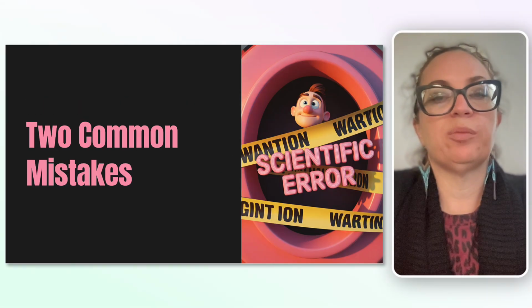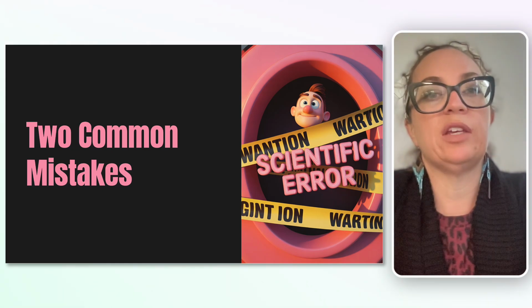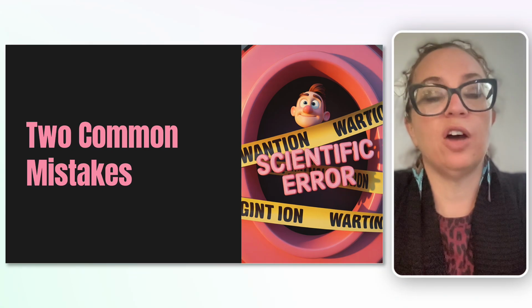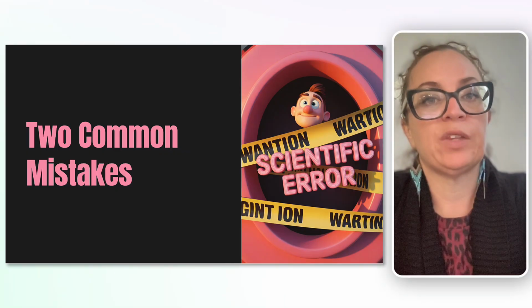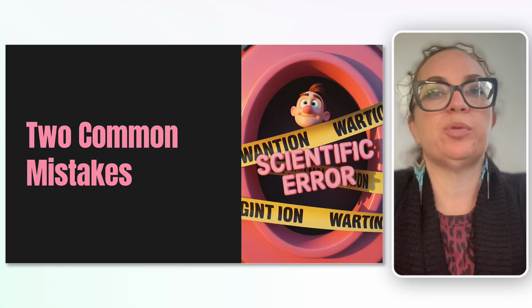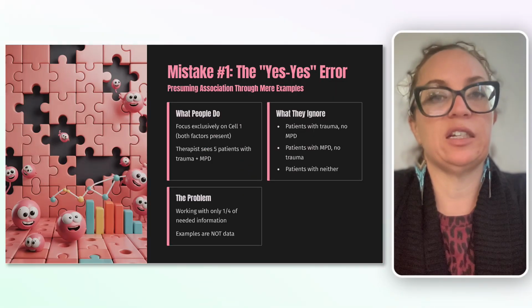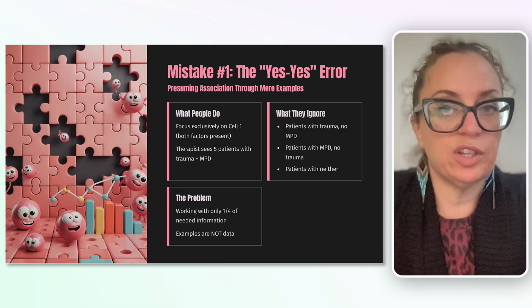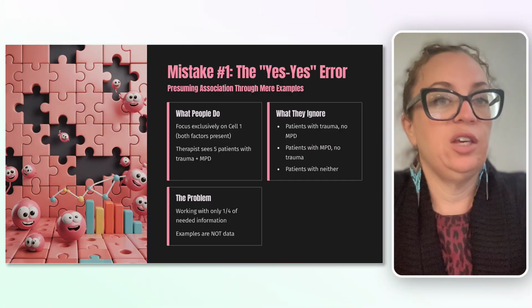So now that you understand the proper way to establish association, let's talk about the 2 most common ways that people screw this up, and I mean constantly screw this up in published research, in the media, in clinical practice, everywhere. So mistake number 1 is presuming association through mere examples. This is the yes mistake. People focus exclusively on cell 1, cases where both things are present, and ignore everything else. So here's how it happens.